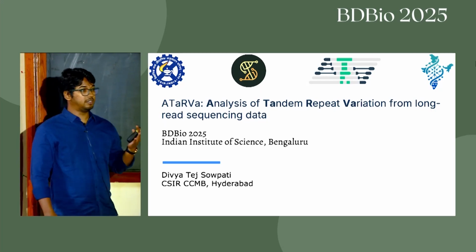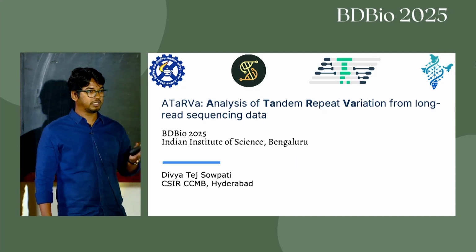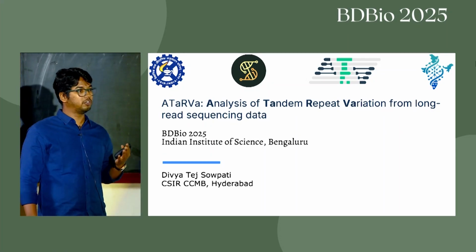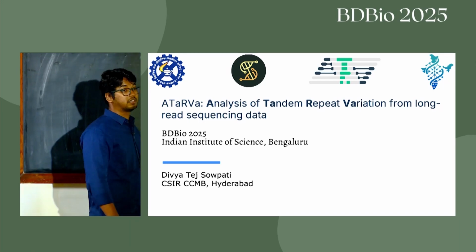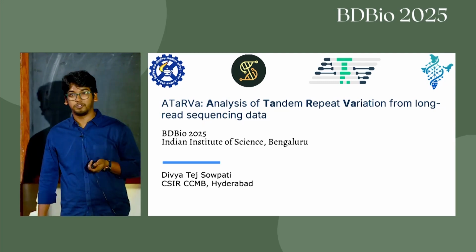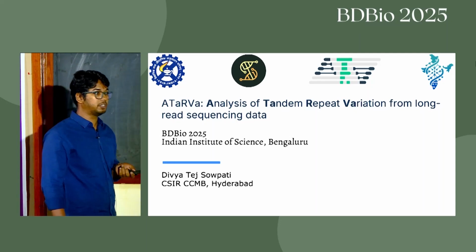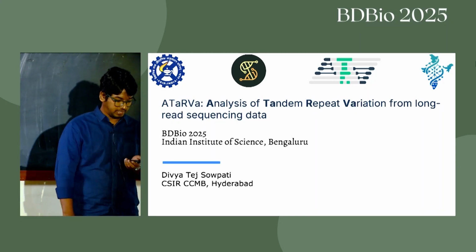In particular, we focus on two kinds of variations. One is structural variants. So these are variants usually defined as 50 nucleotides or larger in size. And the other one is called tandem repeats, which is the topic of today's discussion. And I'm going to talk to you today about a tool that we've worked on, which can identify tandem repeat variation from long-read sequencing data.